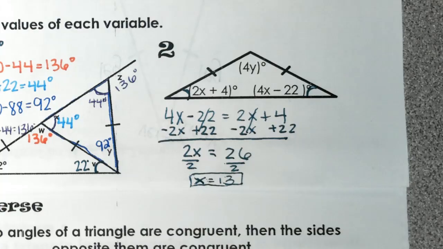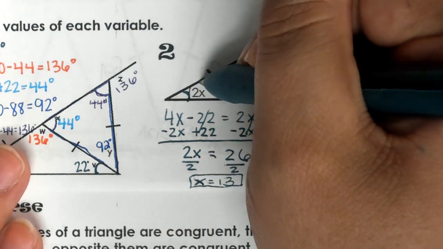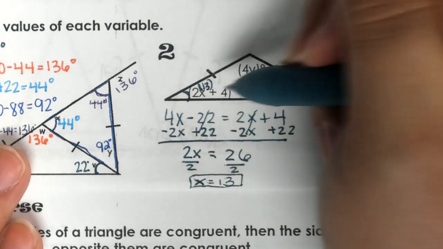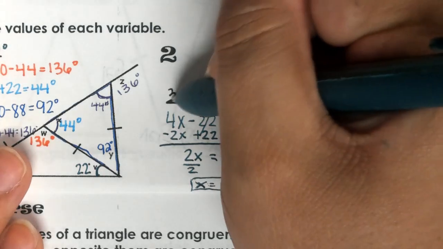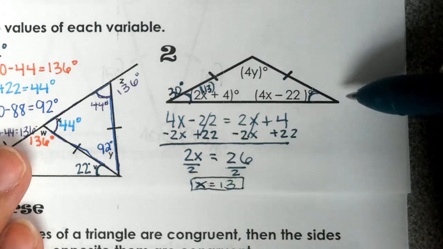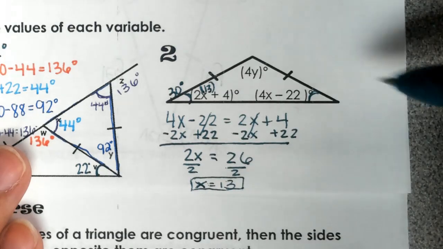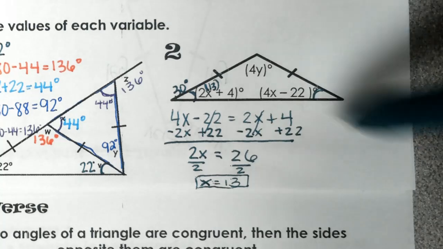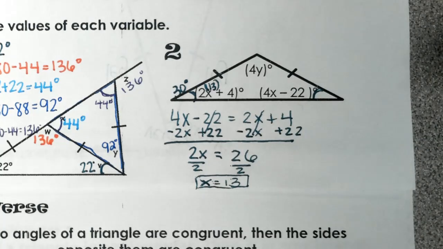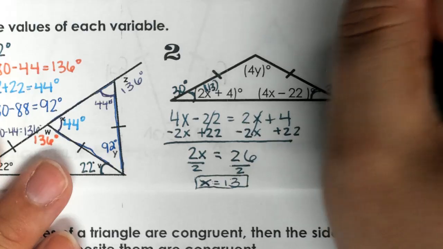What next? I'm going to plug 13 back in here. What is 2 times 13? Plus 4. The other side has to be 30. I'm always going to recommend, you're right, I could just put it, but I always recommend plugging in to double check you got it right. So 4 times 13 is 52 minus 22 is 30.